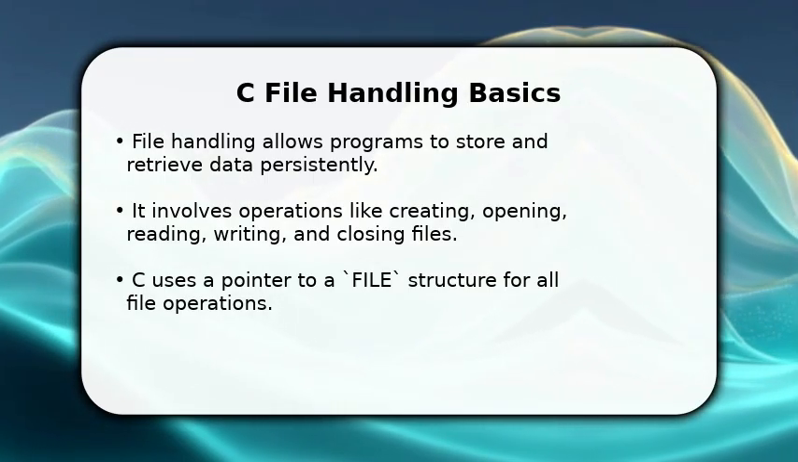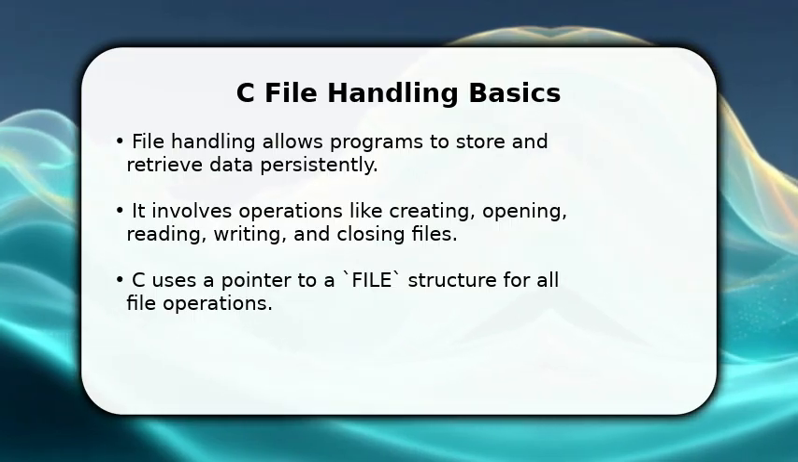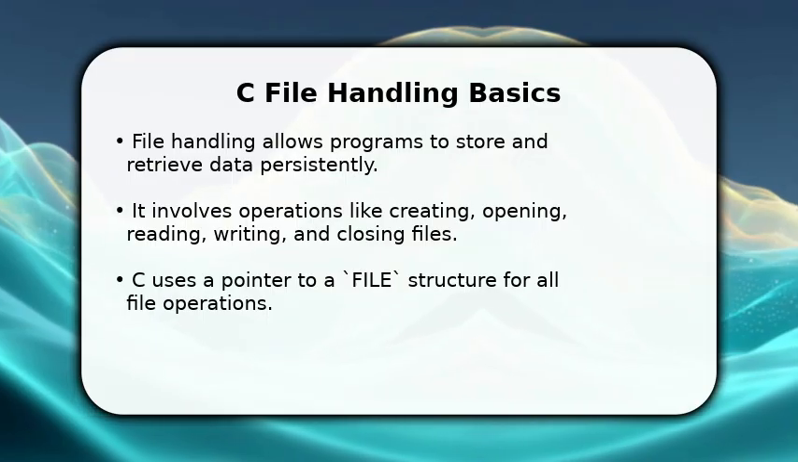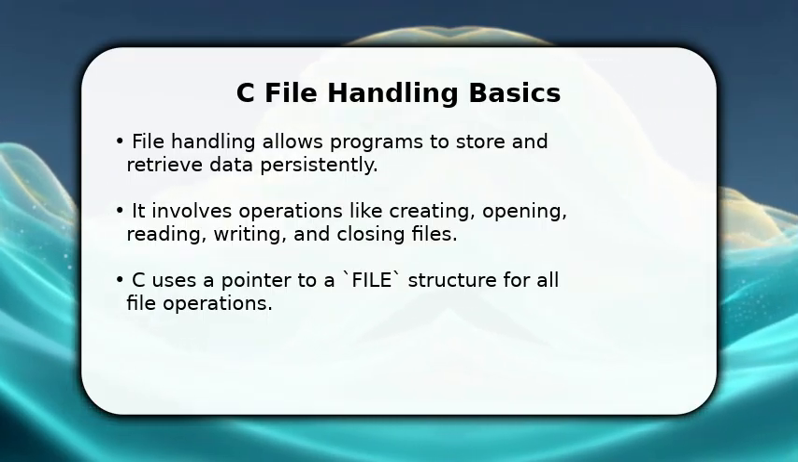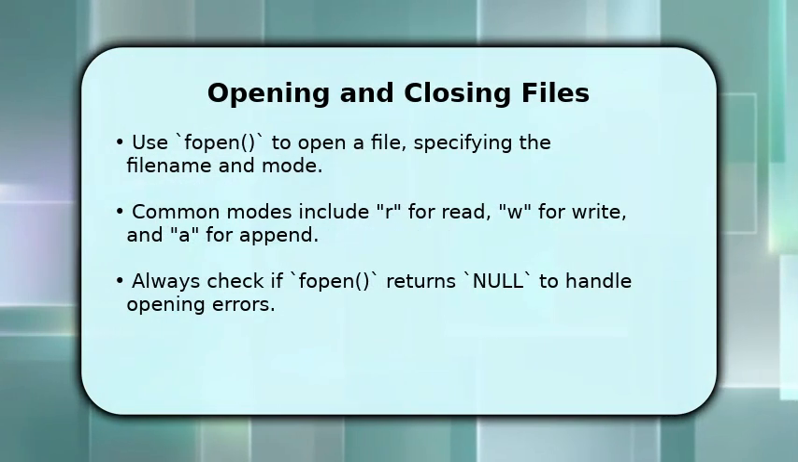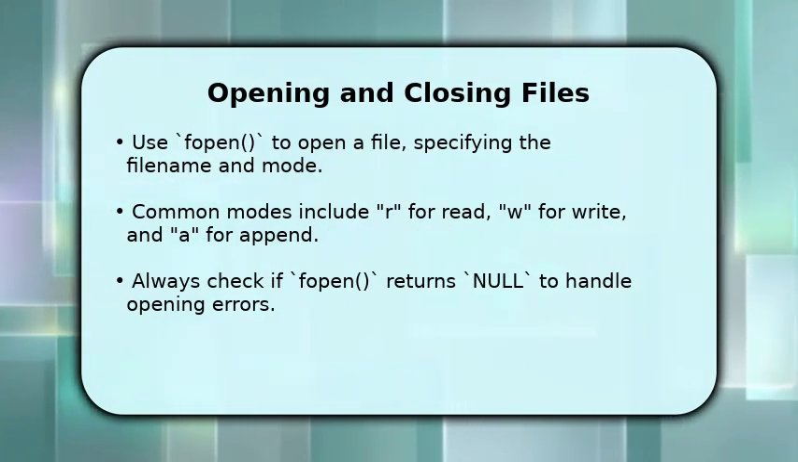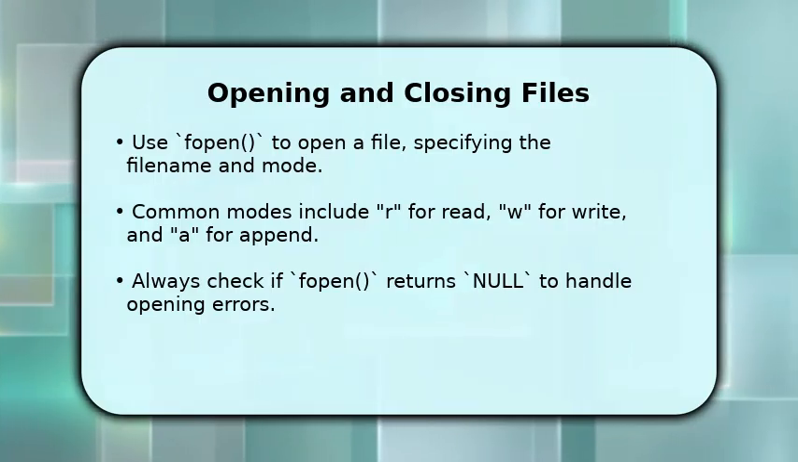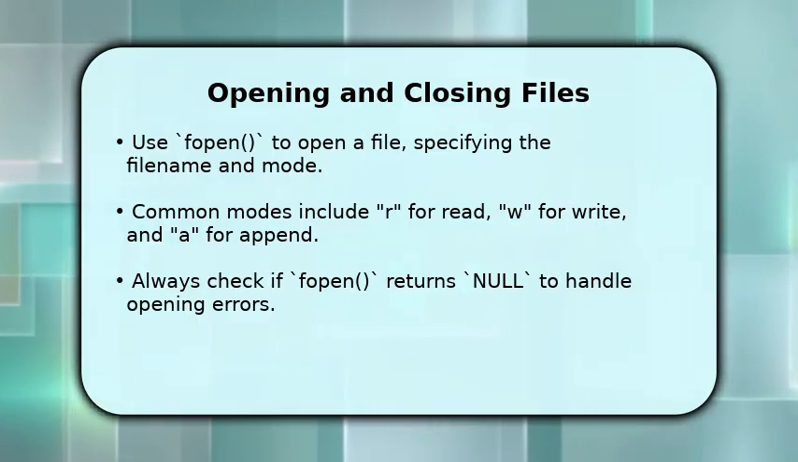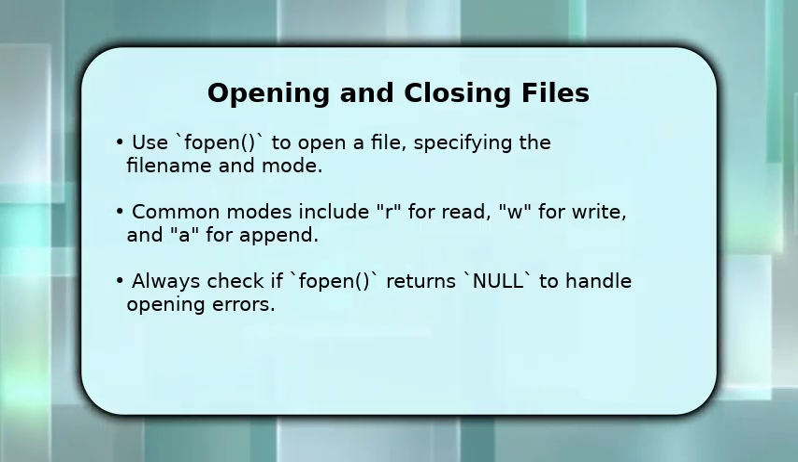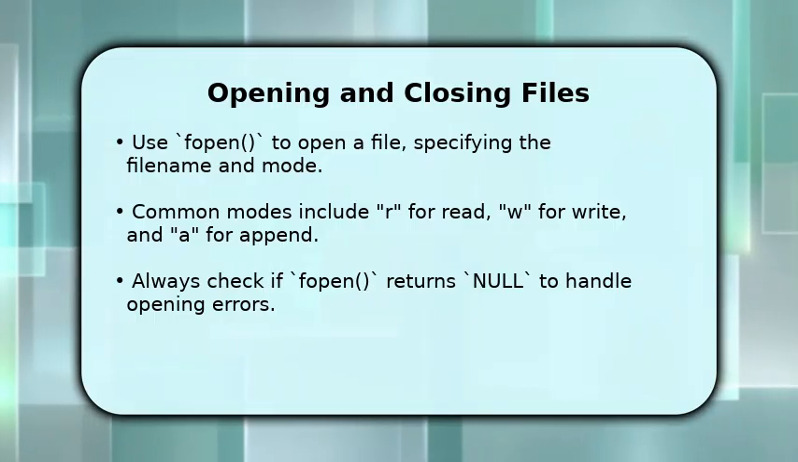You can perform essential tasks like saving user input, loading configuration settings, or logging events, making your applications much more robust and versatile. To begin, you'll use the fopen function to open a file, providing its name and the desired mode, such as R for reading or W for writing. It's vital to check if fopen returns null, indicating an error like a missing file or permission issue.